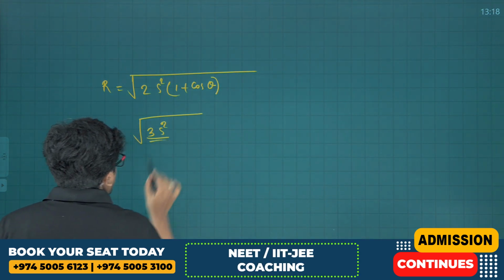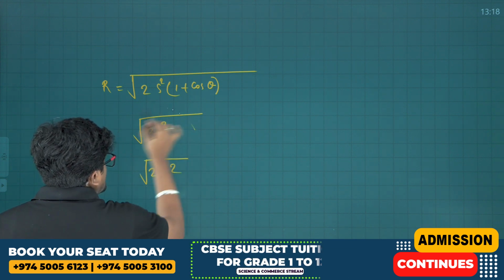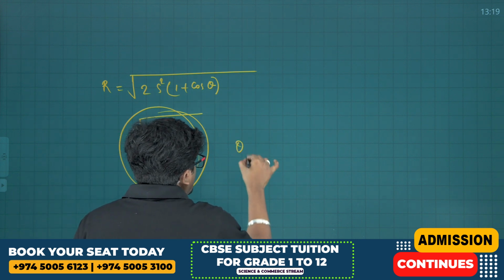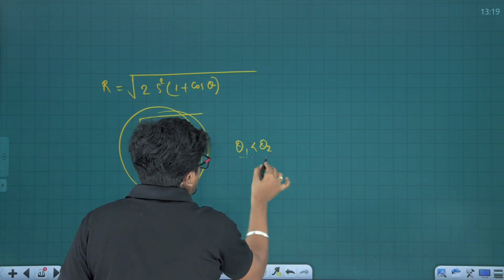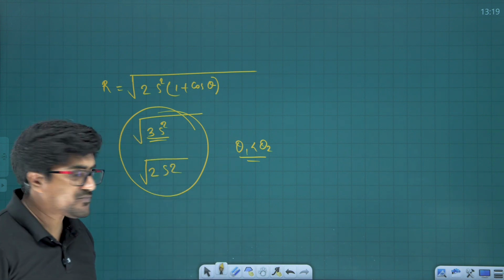Root of 3 into s square. And the second part says what? Root of 2 into s square. So for this condition to happen, definitely what? Theta 1 needs to be less than theta 2. Then only it is possible. Just by considering the trigonometric ratio, you can prove this as well.